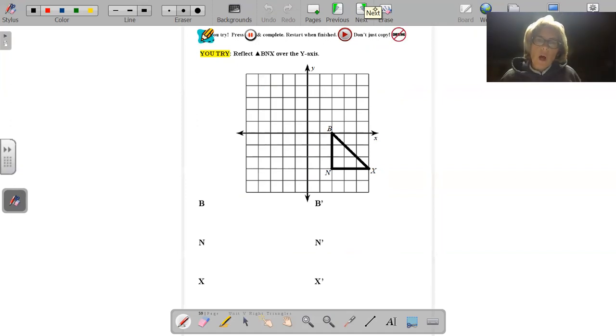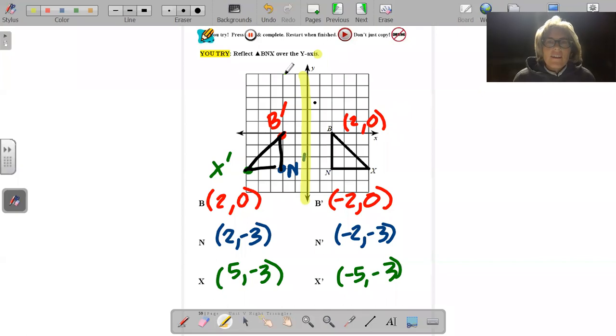You do this. Pause, do your own work. Check your work. Here you should see that you have flipped the image over the y-axis. It's a horizontal motion over the y-axis.